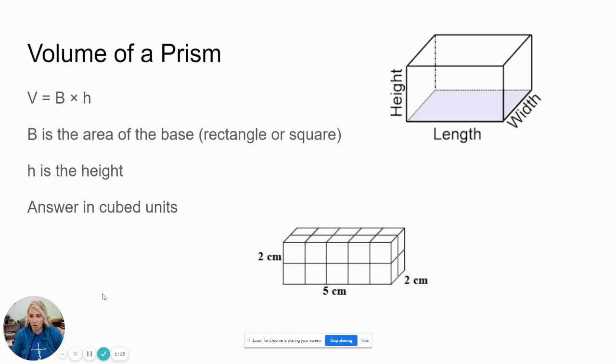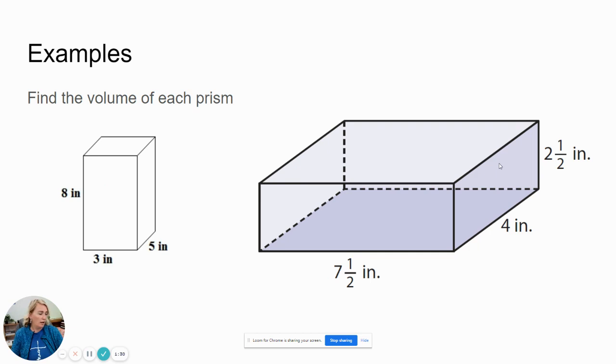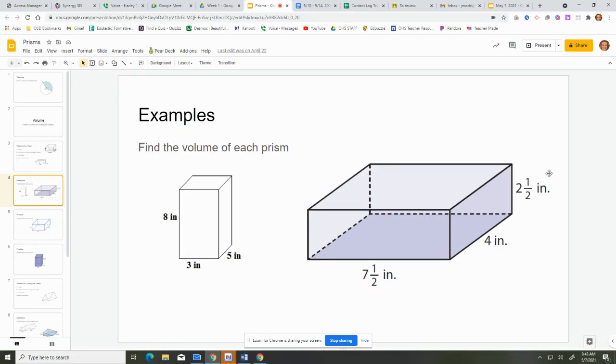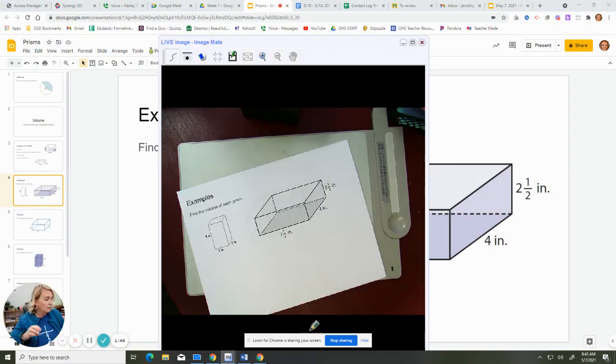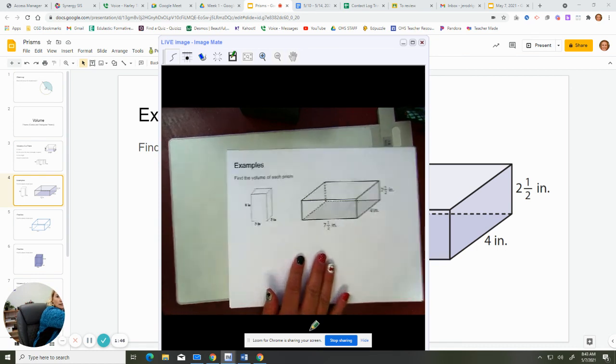Okay, so if we were to do this one right here, we would say that the volume of this would be 2 times 5 times 2, which is 20 cubic centimeters, or 20 centimeters cubed. Okay, so we're going to do a couple examples and just kind of work through them. So here are two different types, and I'm actually going to pull up my other screen so that we can work through these.